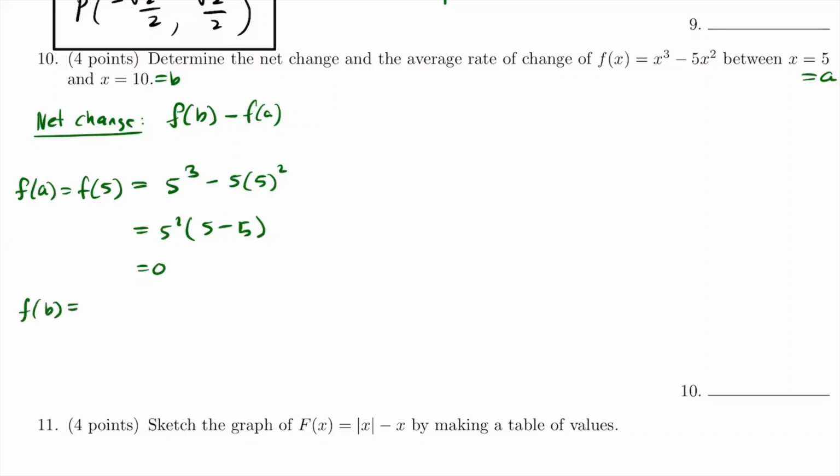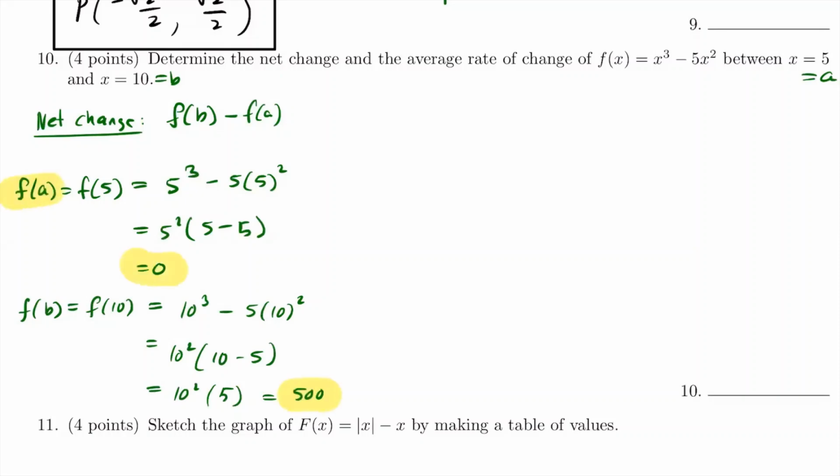And then f of b, it's going to be f at 10. So that's at the second x value. So we're looking for 10 cubed minus 5 times 10 squared. So again, I'm going to factor out 10 squared. So you'll have 10 minus 5. So that will give you 10 squared times 10 minus 5. Well, that will be just 5. So this is 10 squared, that's 100 times 5. That's 500. All right, so I found my f of a and f of b. Now let's go ahead and plug them in. So the net change is going to be 500 minus 0, which is 500.